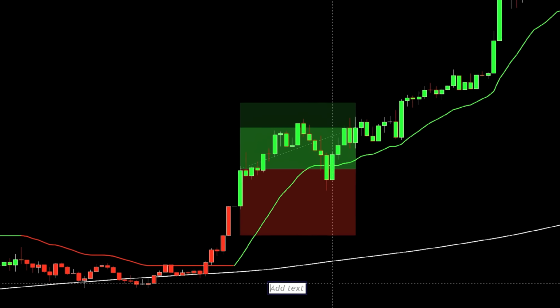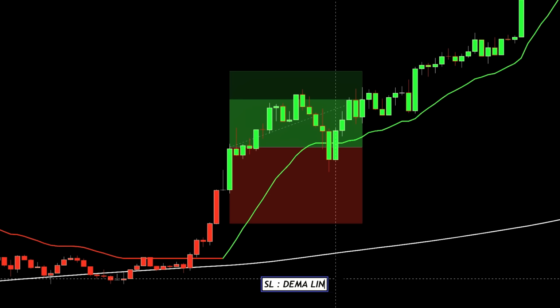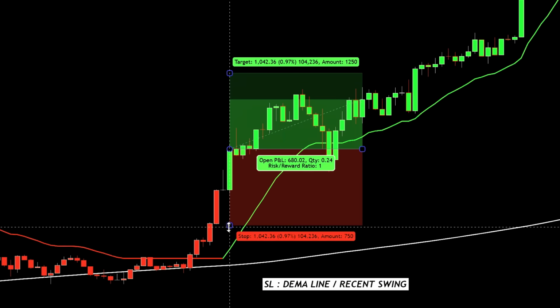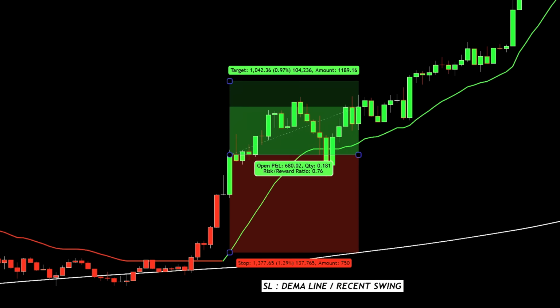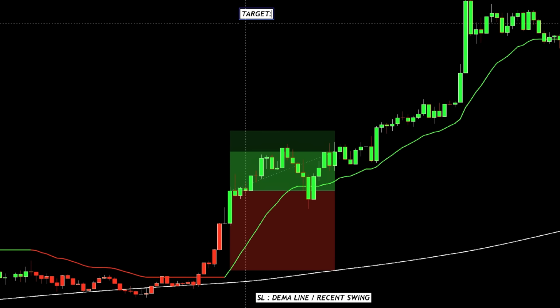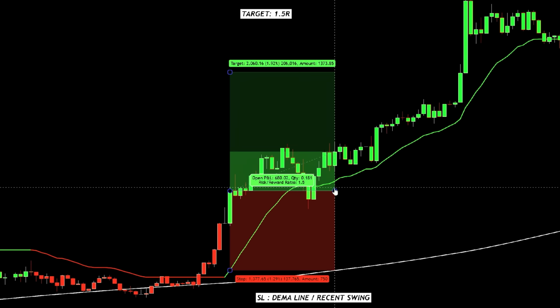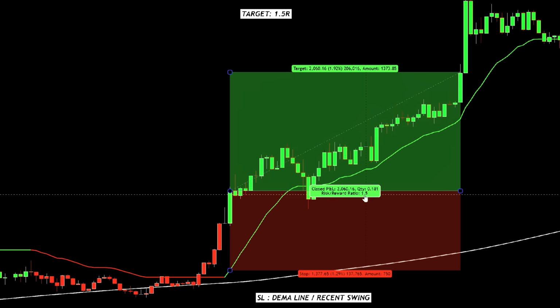For a stop loss, one way to think about it is placing it at the DEMA line or maybe just below the last swing low. That helps define my risk. For a profit target, a common approach is to aim for 1.5 times whatever you're risking. This is just a framework to help ensure the potential reward is worth the risk you're taking.